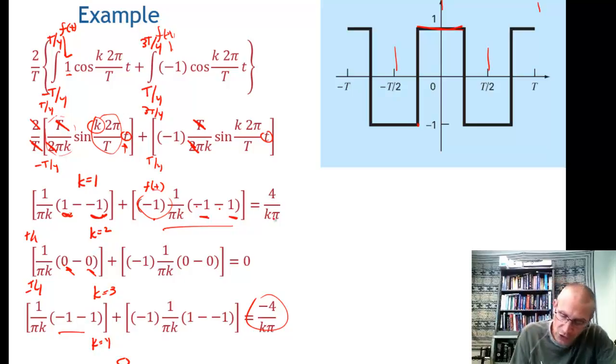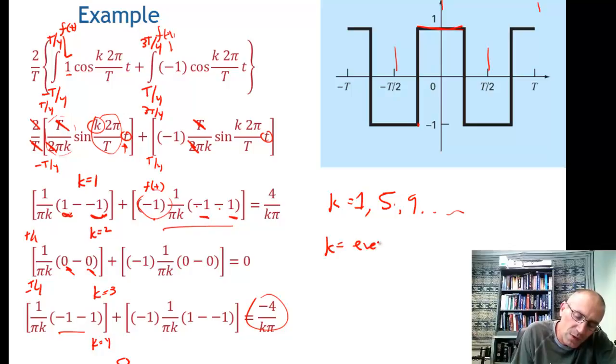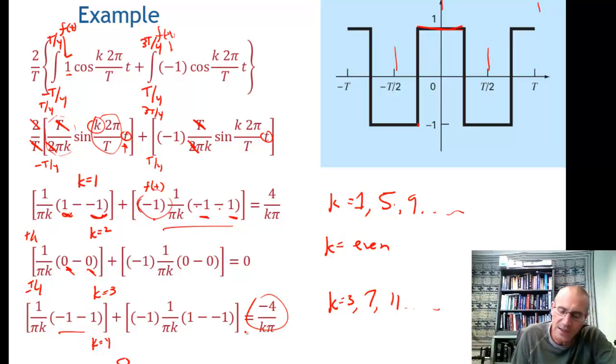So effectively, I can determine what my coefficient values are, and these are the values of a sub k. This is for values of k equal to, for example, 1, not 2 or 3 or 4, but 5, not 6, 7, or 8, but 9, etc. When k is equal to an even value, it's going to be equal to 0. And then when k is equal to 3, not 5, but 7, not 9, 11, etc., it's going to have this negative value.